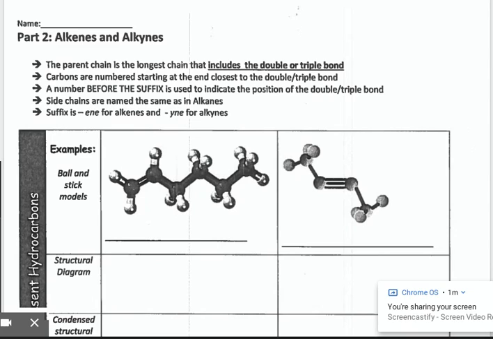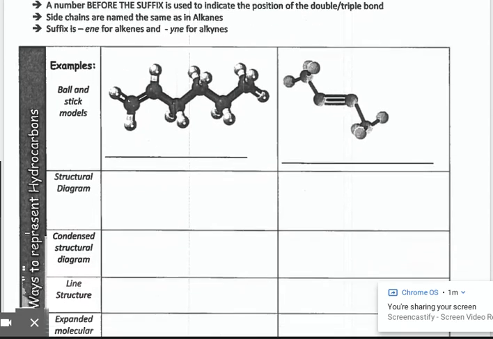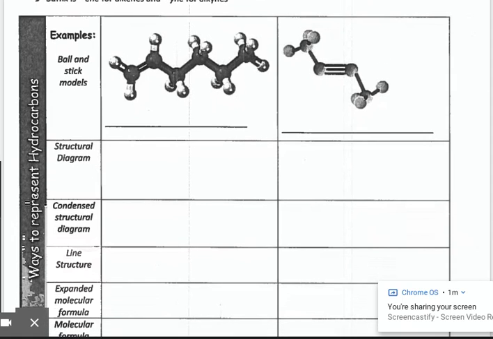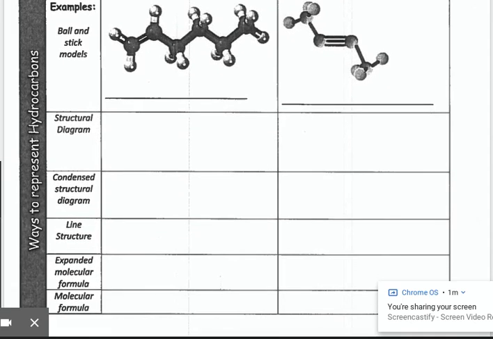And we still name side chains the same way as we do in the alkanes, and we use the suffix "ene" and "yne." So we're going to take a look at the ball and stick model, structural diagram, condensed structural diagram, line structure, expanded molecular formula, and molecular formula, and what they look like for a hydrocarbon that has a double or a triple bond.